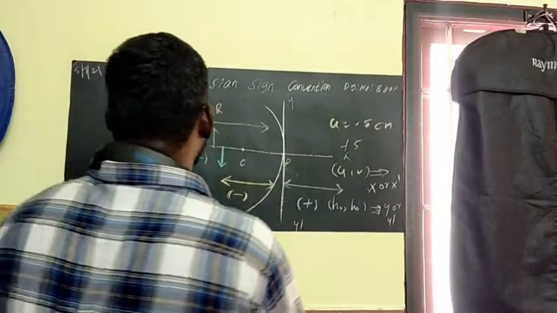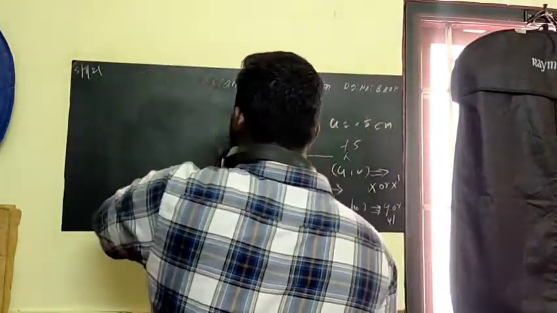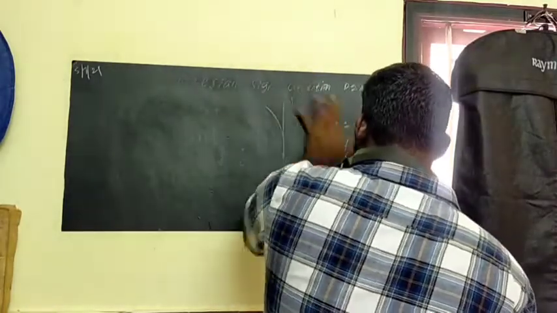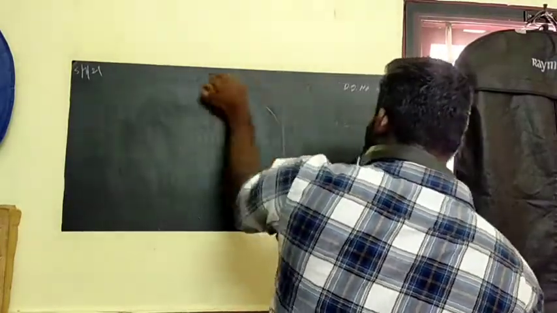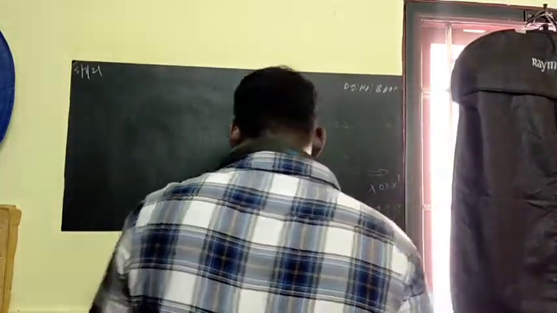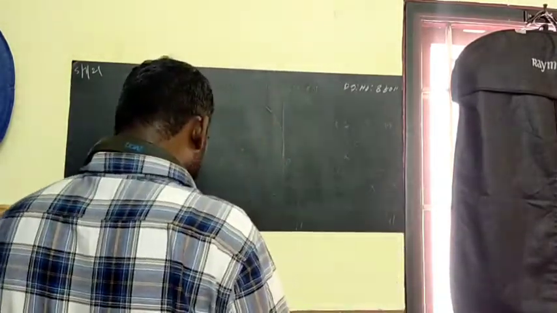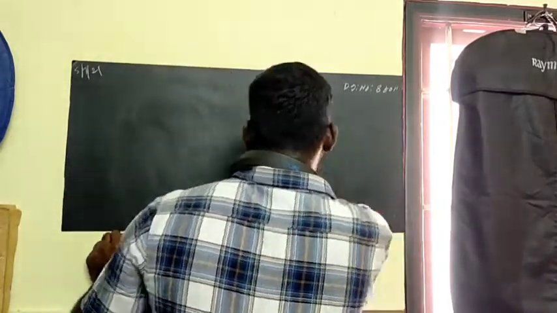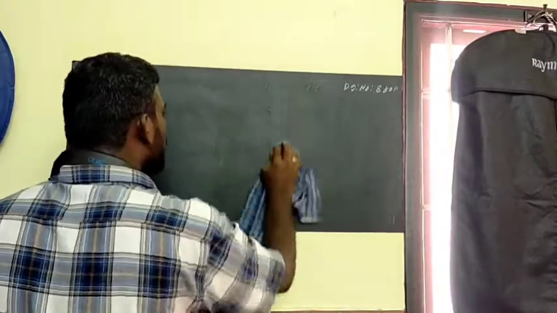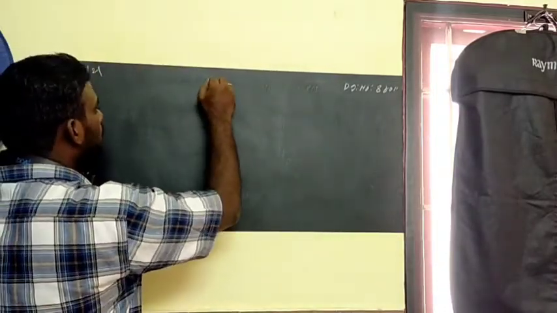Now, next topic, mirror formula. This formula gives the relationship between object distance, image distance, and focal length of the mirror. This formula is applicable for both concave and convex. Only one mirror formula. So this formula we can apply for concave as well as convex. That is the mirror formula.